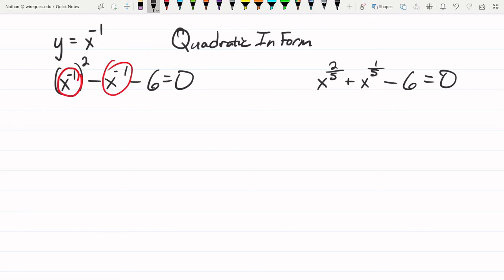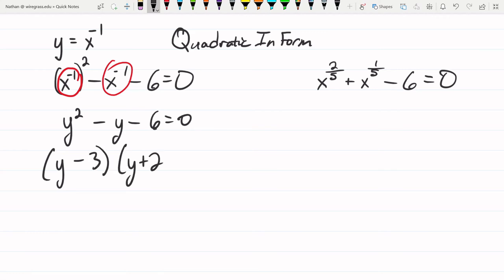So I can change this to y squared minus y minus 6 equals 0. And this is just a quadratic equation, so I can solve this by factoring. I can factor this down to y minus 3 and y plus 2. Negative 3 times positive 2 is negative 6, and negative 3 plus 2 is negative 1. And now I get y equal to 3 and y equal to -2 as answers.